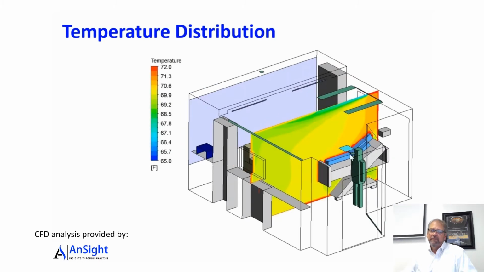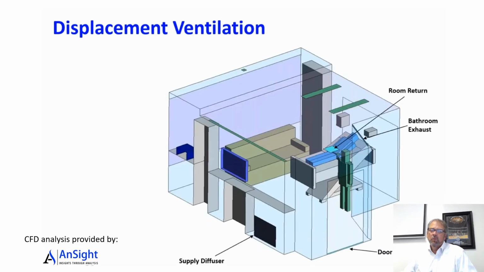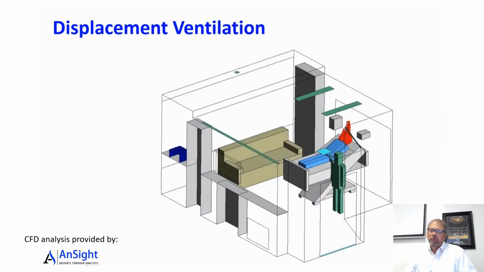What could we do differently? What if we moved the supply air down lower in the room and just brought in the air at a lower height instead of the top of the room? Let's watch what happens to the air molecules in this case. This is called displacement ventilation.